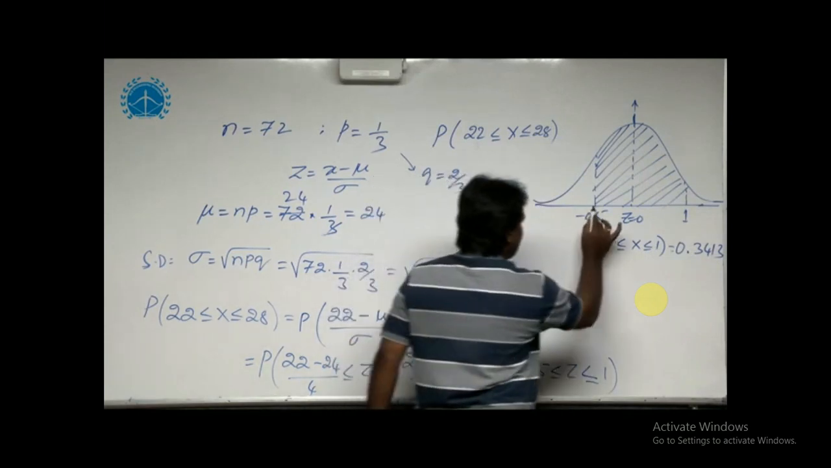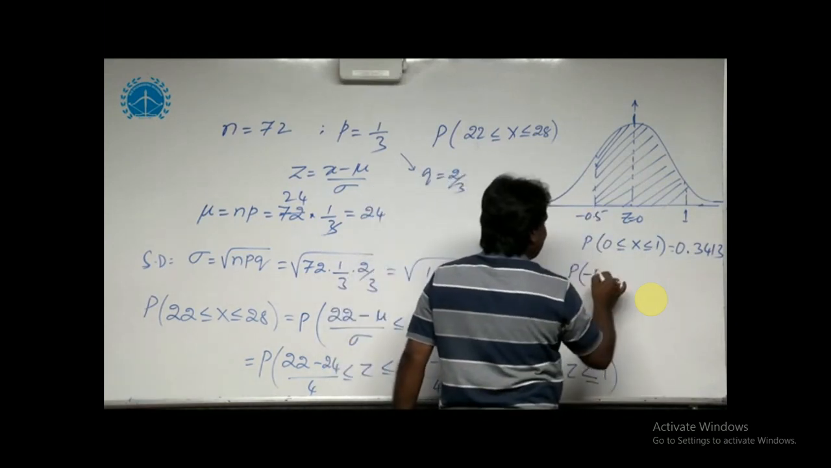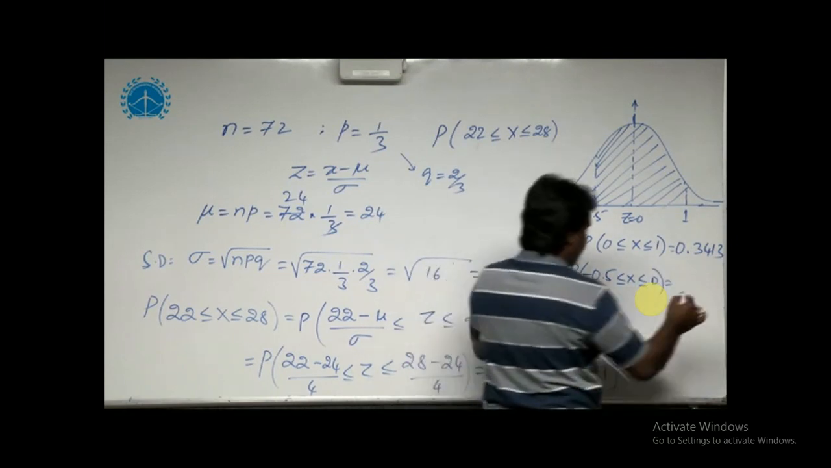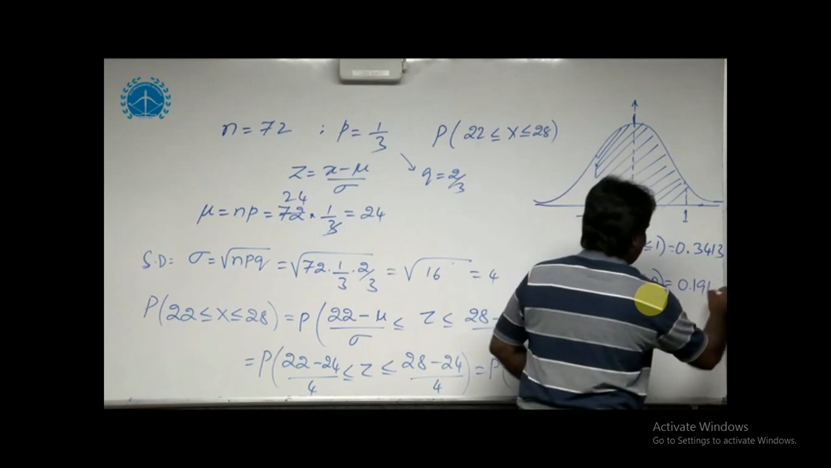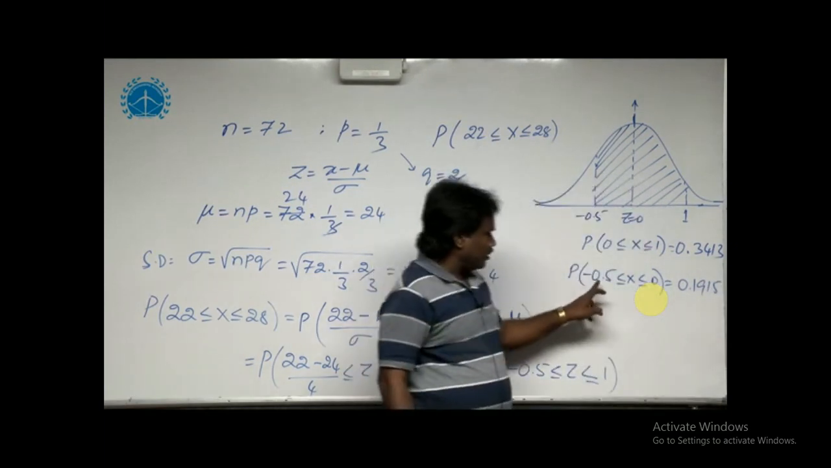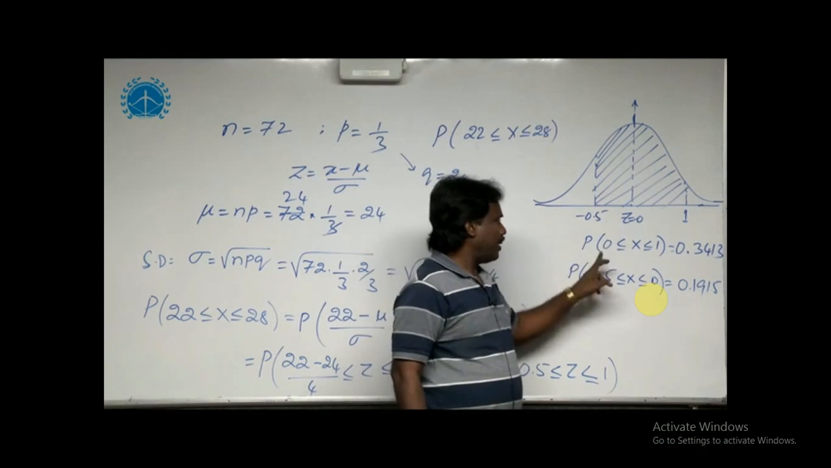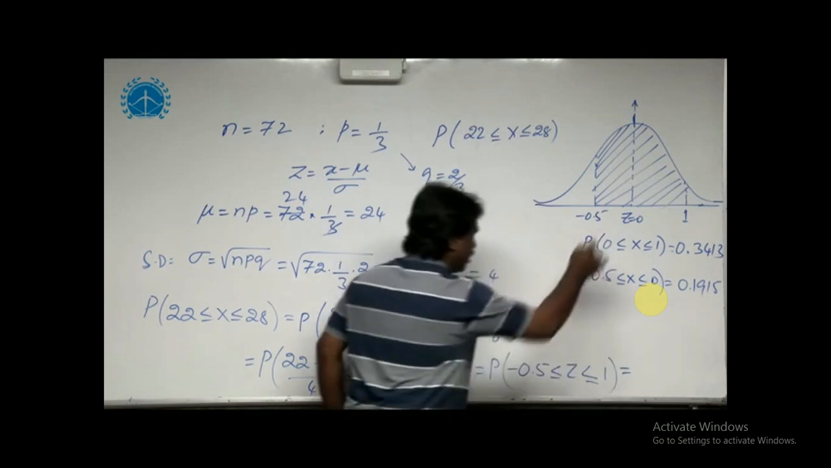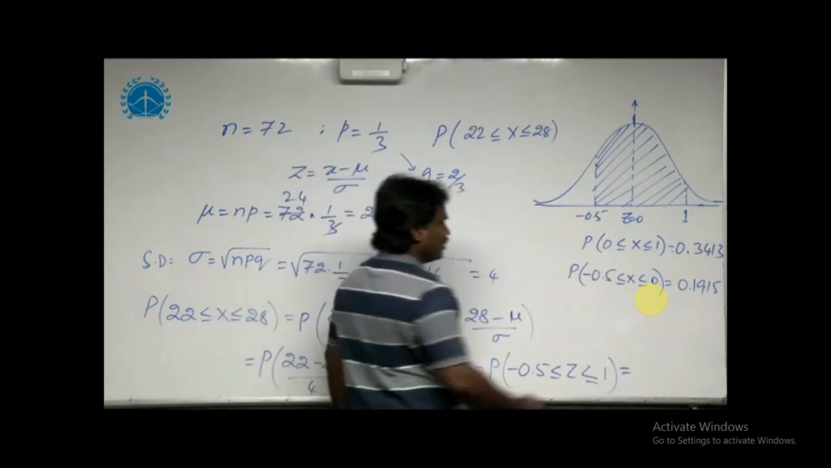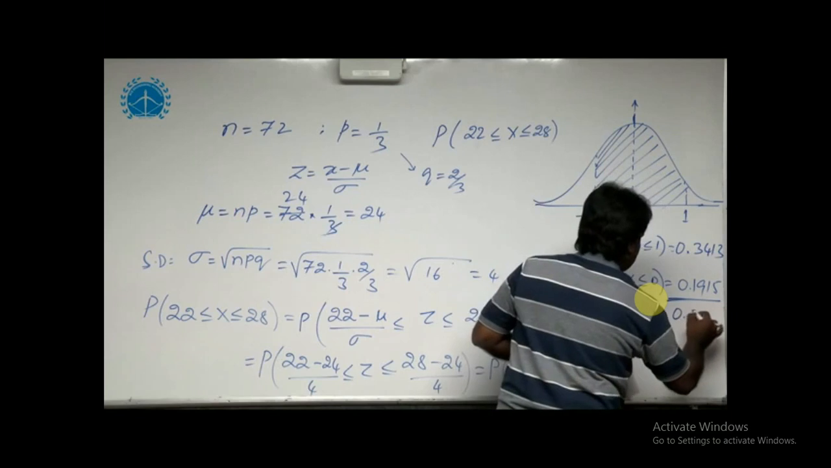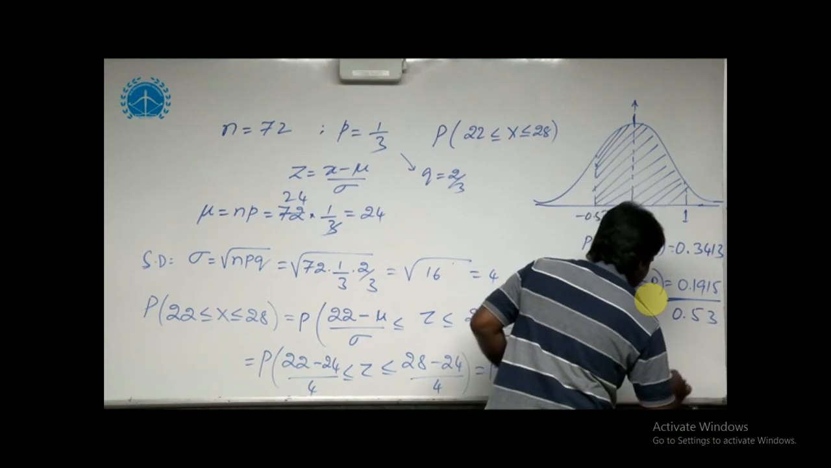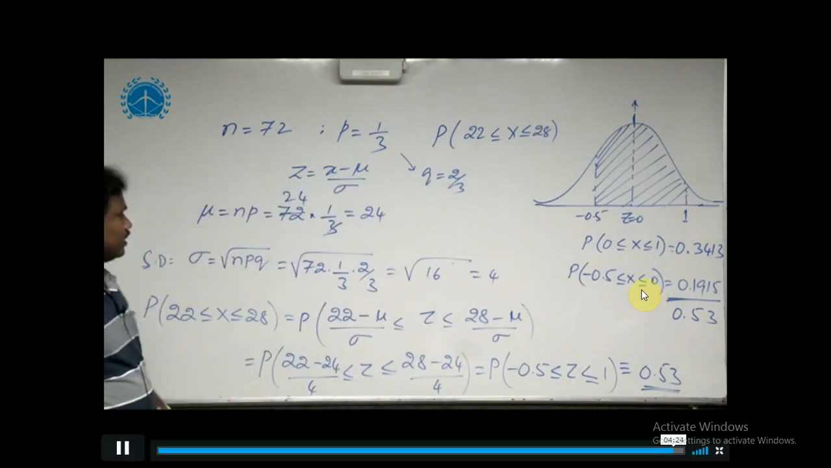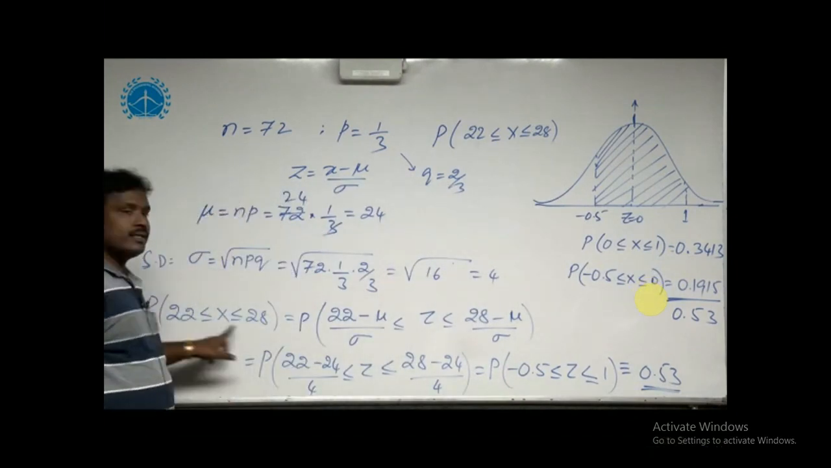And our requirement, one more summation here: probability of minus 0.5 less than or equal to x less than or equal to 0, that is equivalent to 0.1915. So here minus 0.5 to 0 plus 0 to 1, the total summation of these two areas is equivalent to the area under the normal curve between minus 0.5 to 1. So by adding these two, approximately we get 0.53. It is an approximate value. This is the probability between minus 0.5 to 1. It is equivalent to, in normal distribution, between 20 to 28.